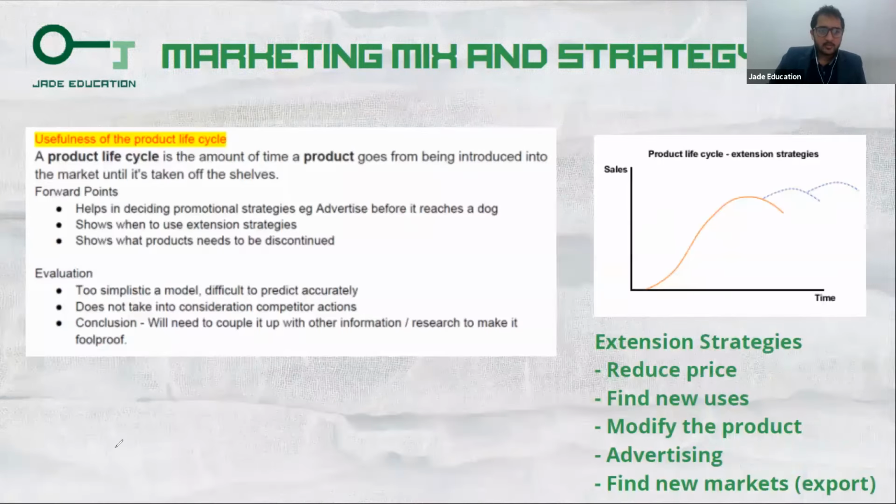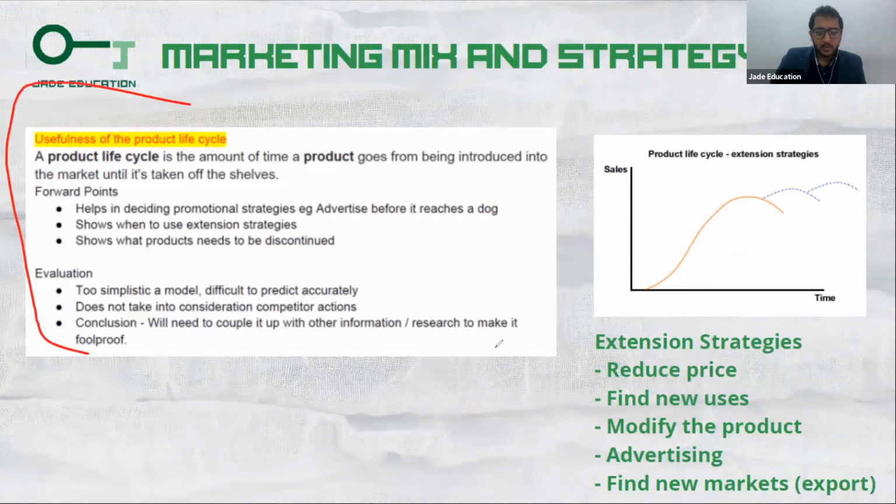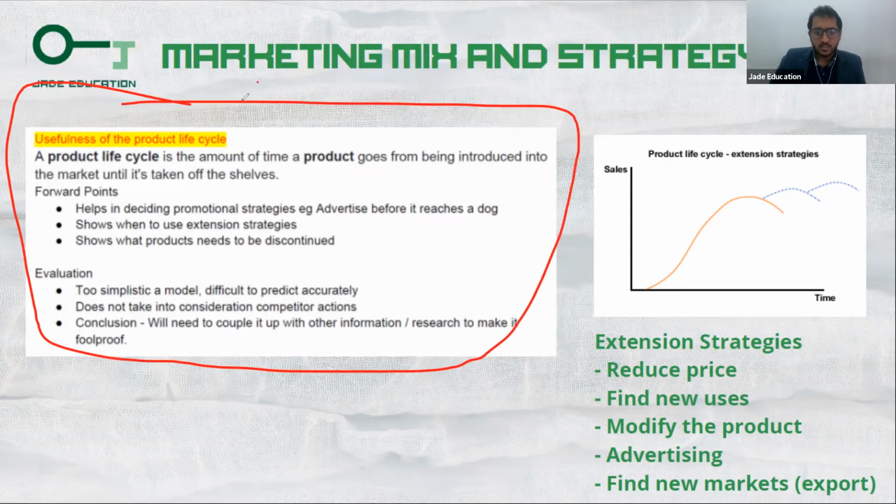This is extracted from a question from your past paper. When you extract these from your past papers, guys, you can see how useful it is. So we'll take a look at this. Firstly, how can we extend it before it dies? Now it's going down. Before it dies, can we extend it? Easy way, cut down your price. People will still buy. Find new uses. What are the new uses that you can find?